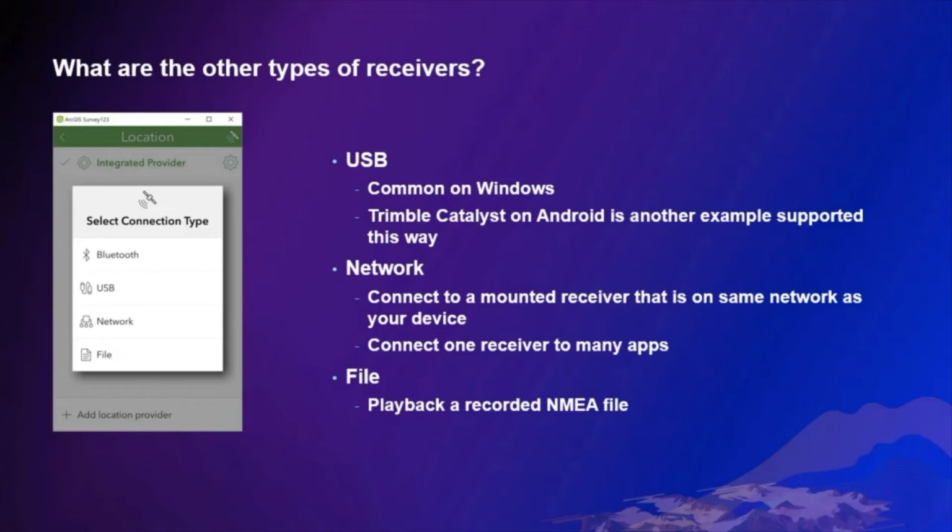A file connection is another clever way to connect to a receiver. Not designed for real-world data collection, instead, this is a great demonstration tool. If you need to demonstrate a survey that is designed to work outdoors with a GNSS receiver at, say, a conference or for your colleagues in the office, record an NMEA file and play it back. Then in your demo, you can capture records as if you were outside.